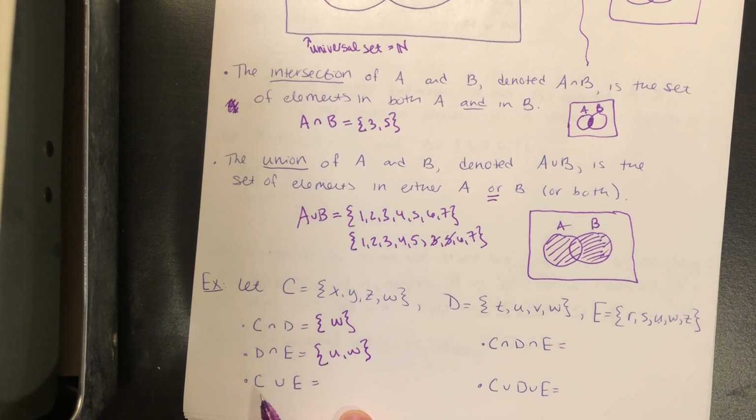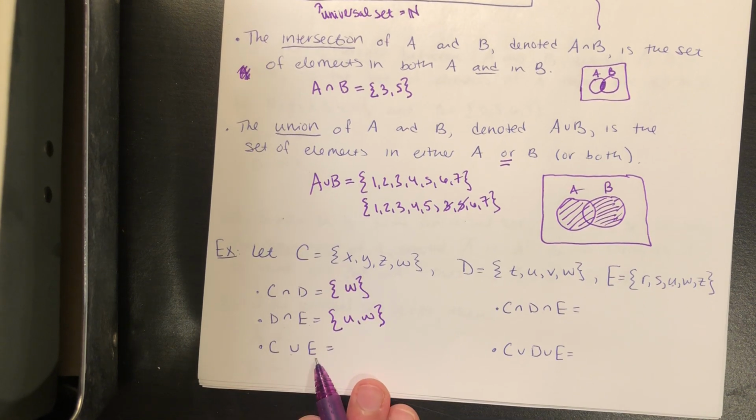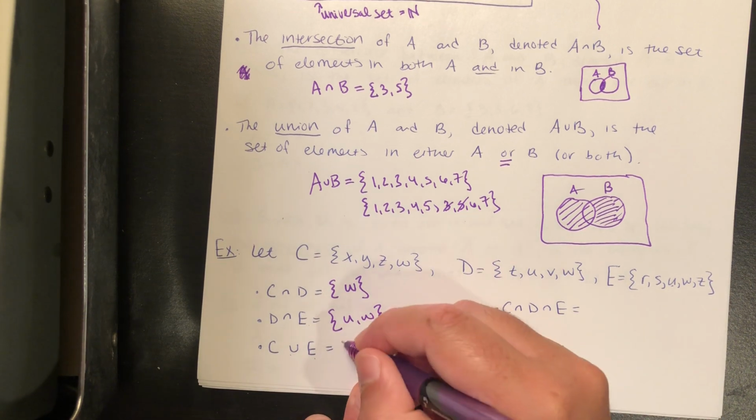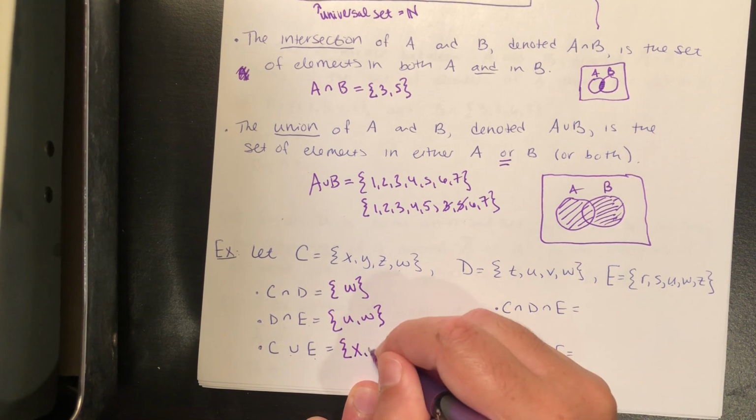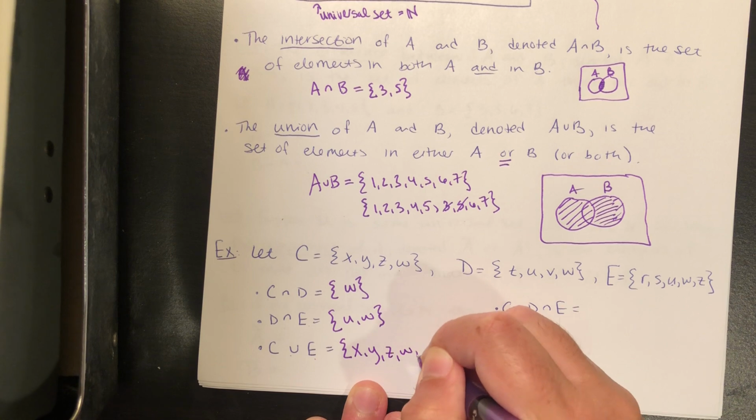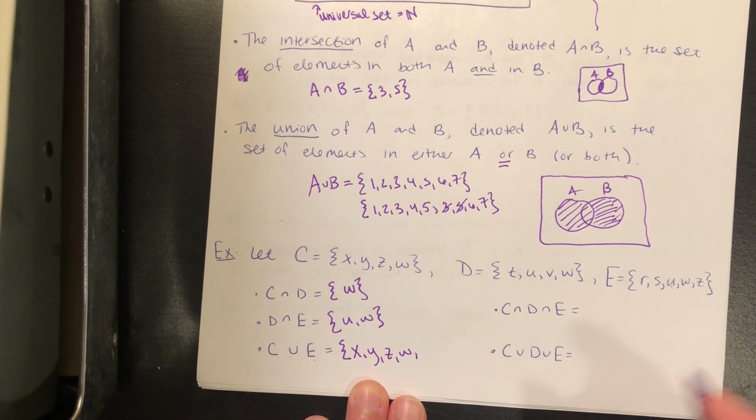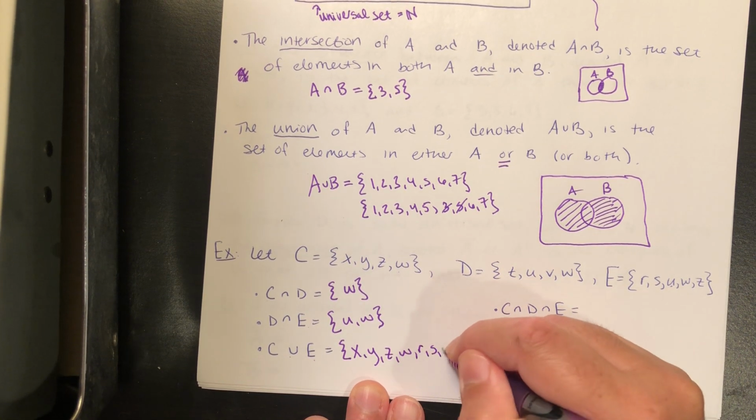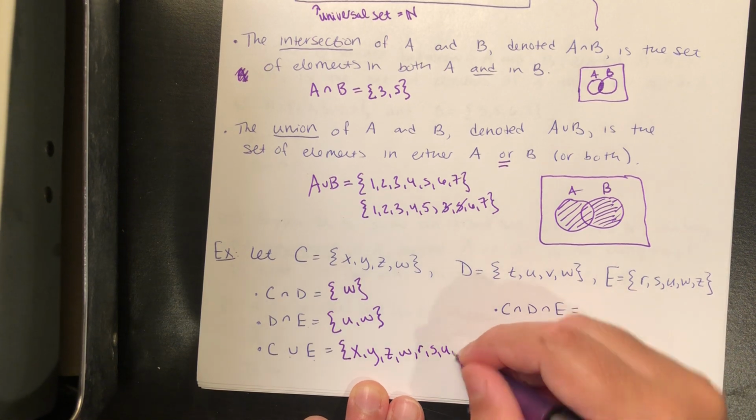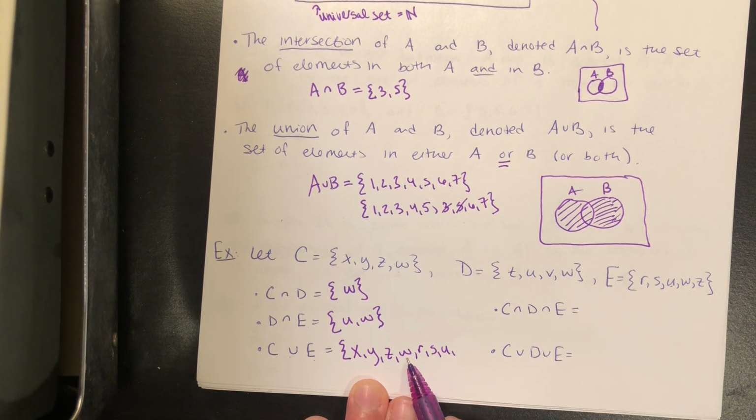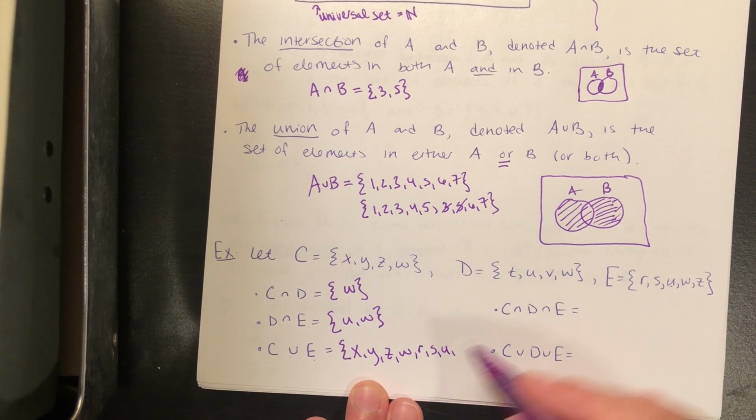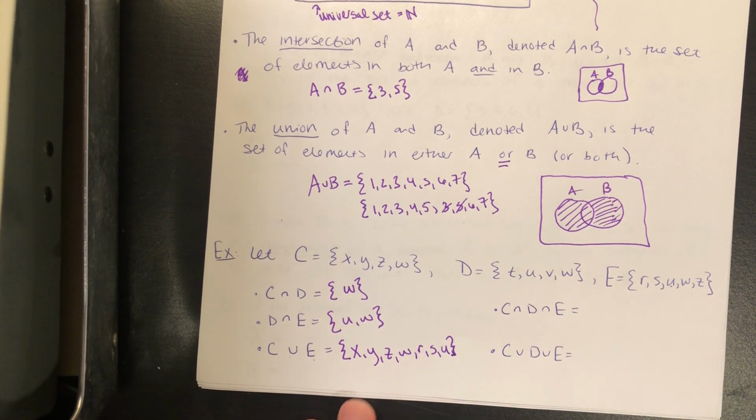And the union, C union E, is a collection of everything in C along with everything in E. So I'm just going to list out all my elements of C: X, Y, Z, W. Then I'm going to list out all my elements of E: R, S, U, W. Oh, careful, we don't want to list W twice because we've already listed it, and I don't want to list Z twice, I've already listed it. So I'm just going to end my set here. So that's what I get for the union.